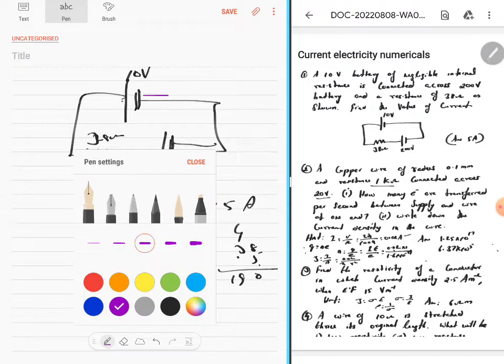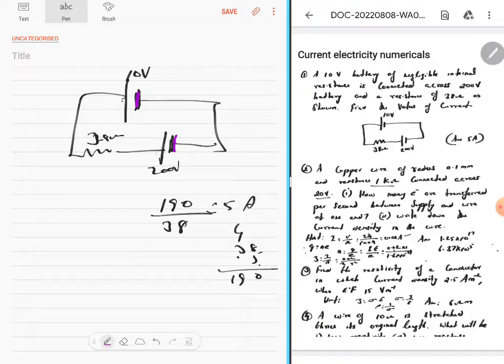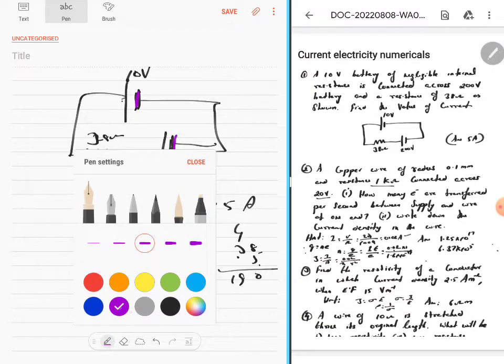When negative and negative are connected, you have to subtract the total EMF, correct? E1 minus E2, and the resistance is the total resistance. So therefore the current is the potential difference 190 by R. The same sum you can also approach using the loop rule.